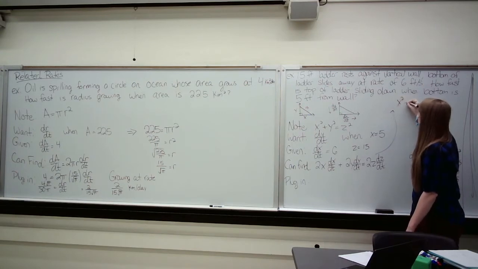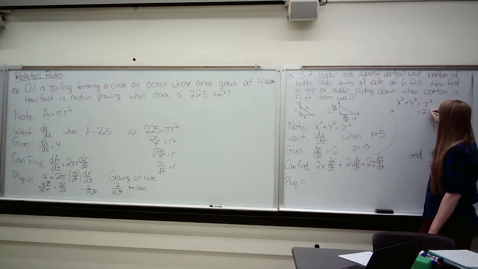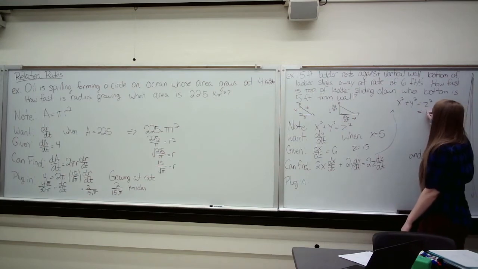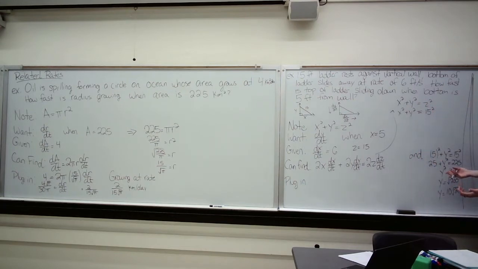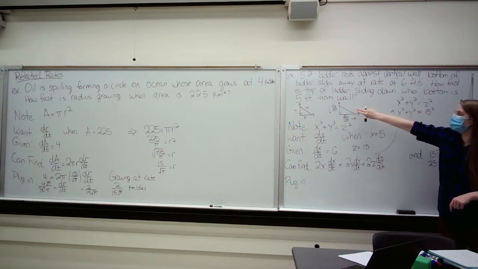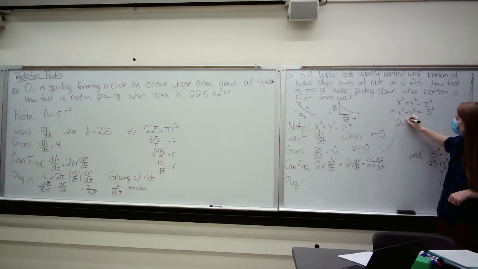I had here x squared plus y squared equals z squared, right? But z I already know is 15. Use z equals 15, so x squared plus y squared is 15 squared. So when I take my derivative, my z is never changing, right? My change in z is zero, because z stays constant. My ladder's not growing or changing at all. So that would be the same as if I just plugged it in from the beginning. So I'd have 2x dx over dt plus 2y dy over dt equals 0.